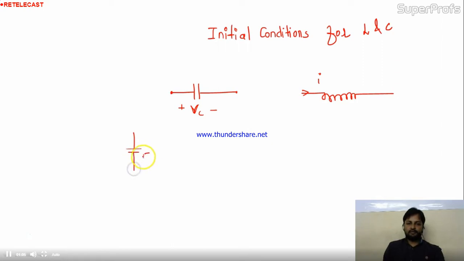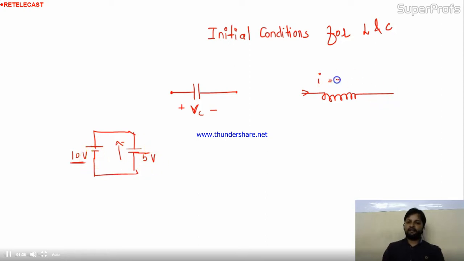You have 5 volt across the capacitor. Now from the outer circuitry you are applying 10 volt across it. So this 10 will not come directly to this capacitor. The capacitor will oppose the change in voltage.